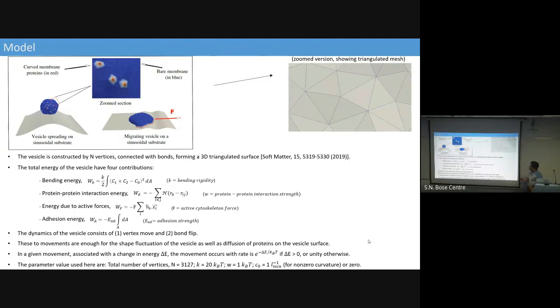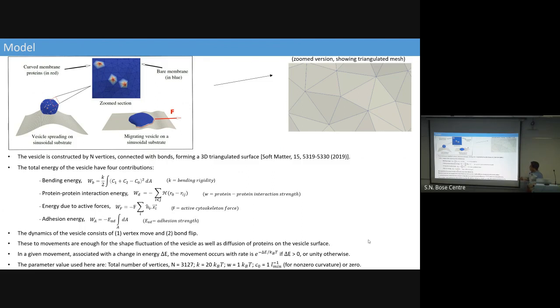So the model consists of a closed vesicle that is formed by this kind of triangulated surface. This kind of model was done long ago. The surface is formed by triangles, and in our case, we don't have any intracellular material, so the inside of the cell is empty.